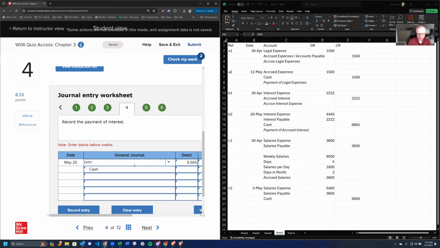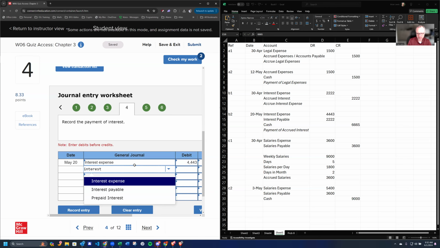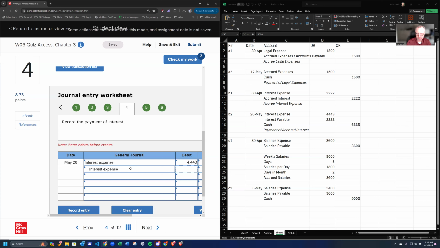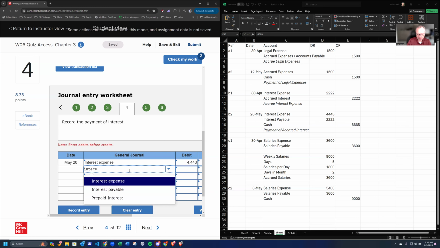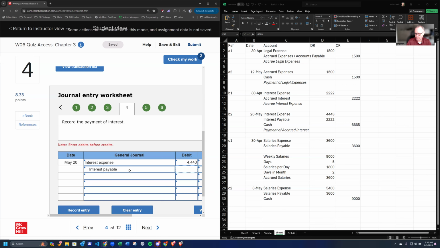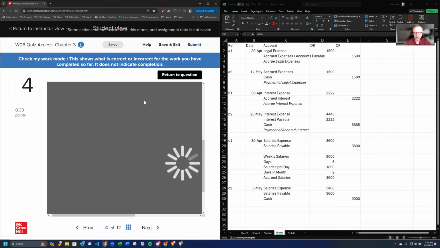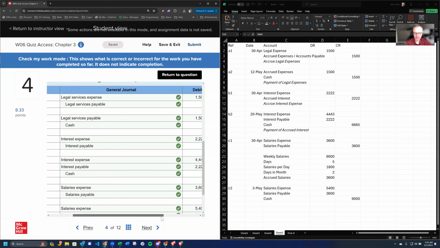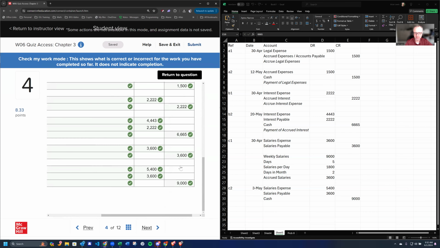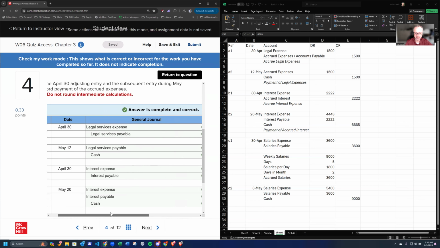Interest expense 4443. Interest payable for 2222, and then cash for 6665. Okay, let's see if I figured that out or not. It looks like I got it right. There we go. All is good. Okay, that is number 4.